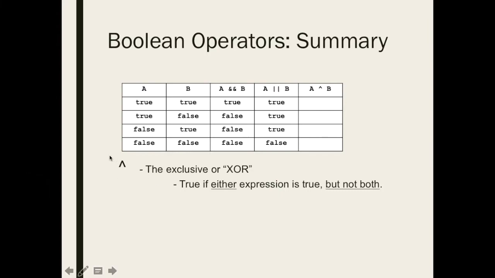You can see here that it's this little caret symbol, and it's called the exclusive or, the XOR for short. Now, unlike the normal OR that we just looked at, the exclusive OR says that the entire expression will be true if either expression is true, but not both. So in rows 2 and 3, when I have only A or B being true, then A exclusive OR B will evaluate to true. But when they're both false, like in the last line, or when they're both true, like in the first line, then A exclusive OR B is going to evaluate to false.